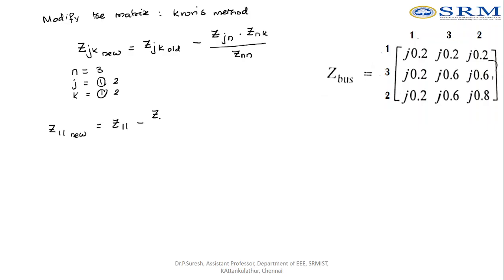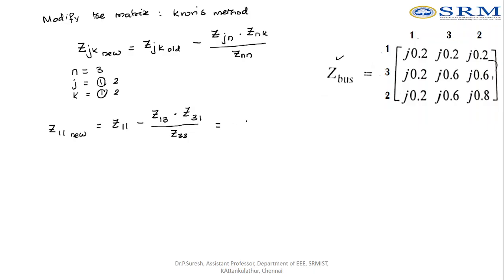Z, what is j? It is again 1. What is n? It is 3, multiplied by Z, n is 3 and k equal to 1, because we are taking only jk as 1 1. Divided by Znn, which is Z33. All these values, Z11, Z13, Z31, are elements which we already derived, so from these we are going to make this one.